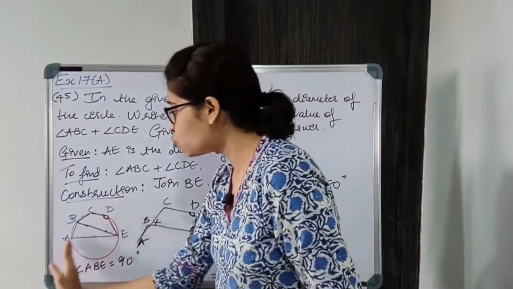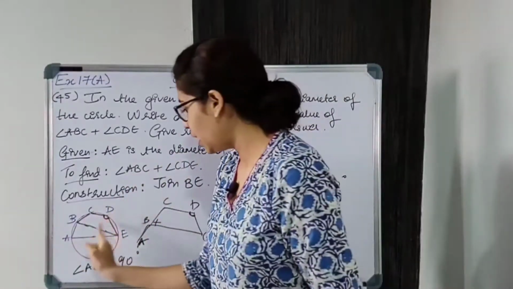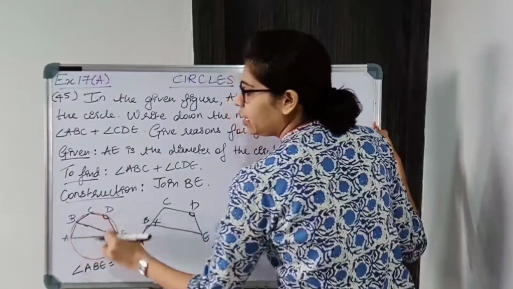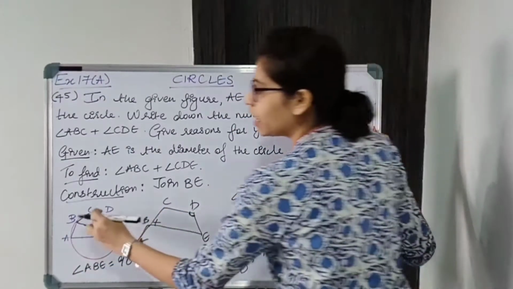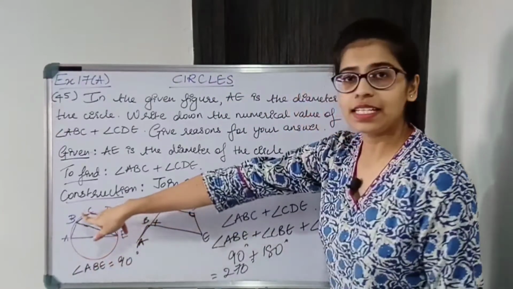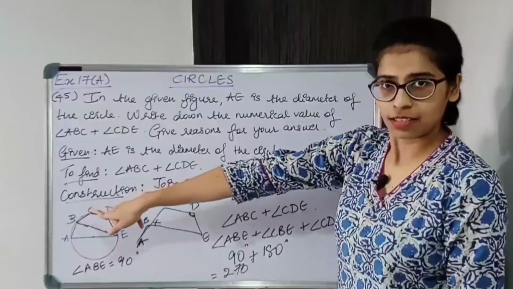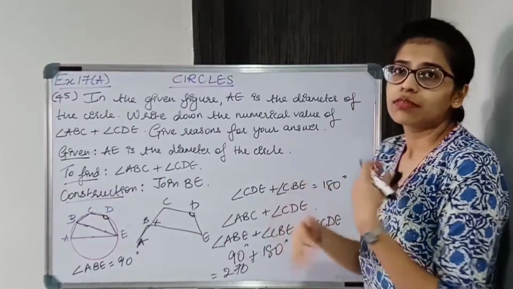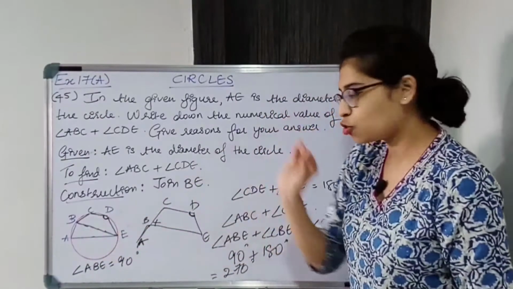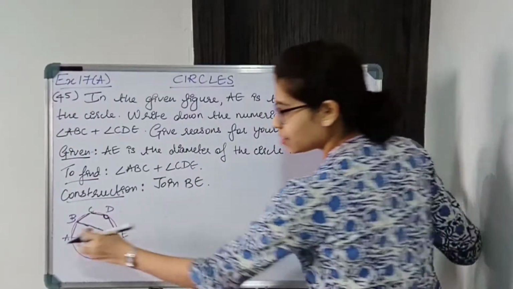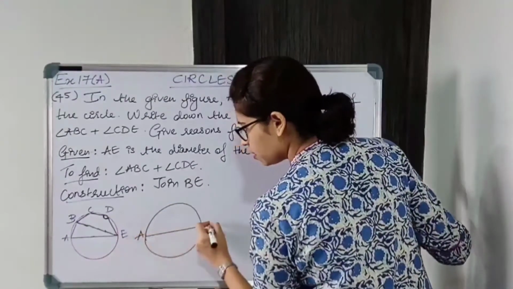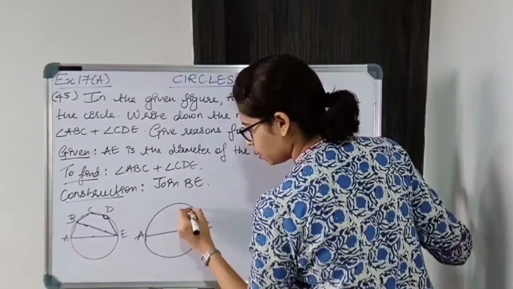Same thing you can do when you join AD. Okay, AD को अगर join कर लिया तो over here ADE will be 90 degrees and you will get a quadrilateral ABCD. Okay, so ABC plus ADC will give 180 degrees. Okay, so same way में solve करना है उसको. Okay, so let's say you have joined AD. I'll just show you. Now let us consider AD. ठीक है, let's say you joined AD.